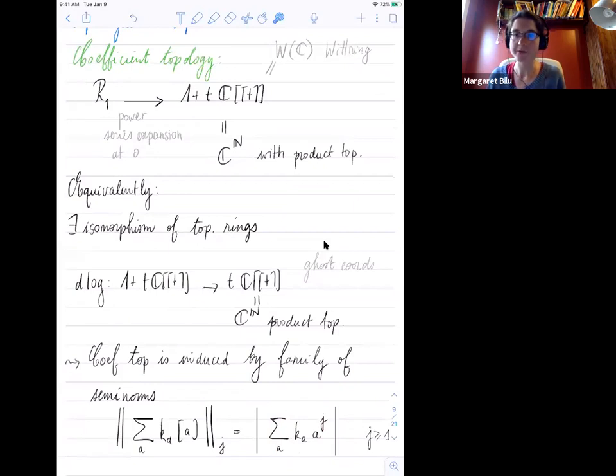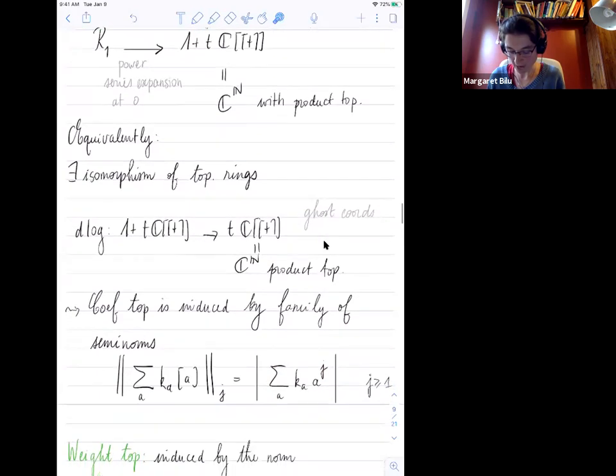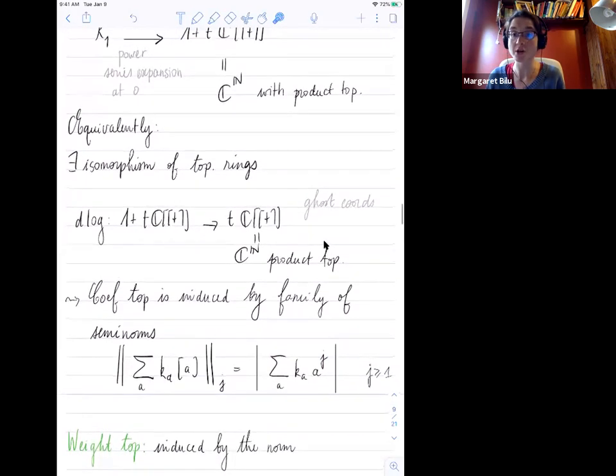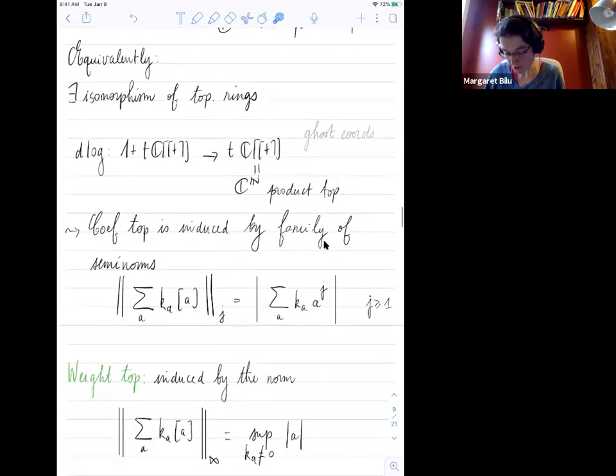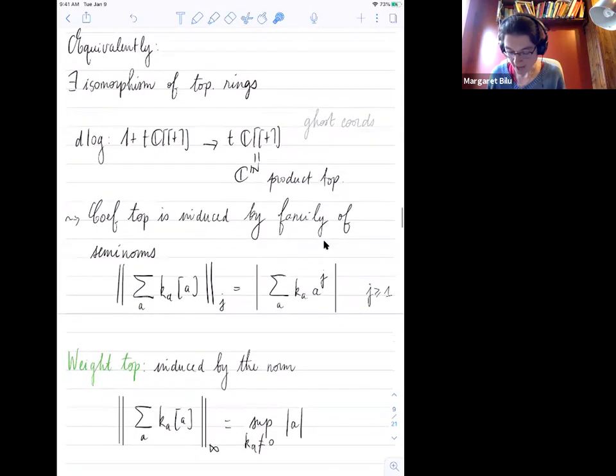Okay, so this is the coefficient topology. And now we also have the weight topology, which is the one I mentioned where a function is small if it doesn't have any zeros and poles in a large disk. The way it's induced is that I take the supremum of the absolute values of the zeros and poles that occur. So this is pretty easy to define. And so now I have these two topologies, the coefficient topology and the weight topology. And now I'm going to introduce a third topology that will refine both of these topologies, and that comes in pretty naturally.